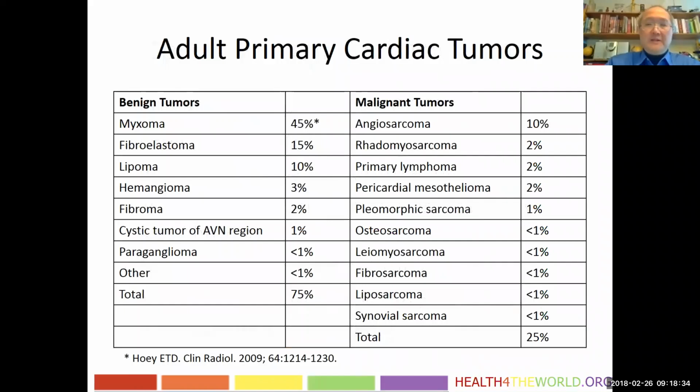Now, I'm going to give you two charts, primarily for reference. The first chart here talks about adult disease and the frequencies. As I said earlier, from the benign tumor types, the myxoma is the most common, followed by the papillary fibroelastoma, lipoma, and sporadic hemangiomas. In the malignant type, fortunately, they are pretty rare. Still, the most common one is angiosarcoma, followed by various other types of sarcoma, and then primary lymphoma of the heart.